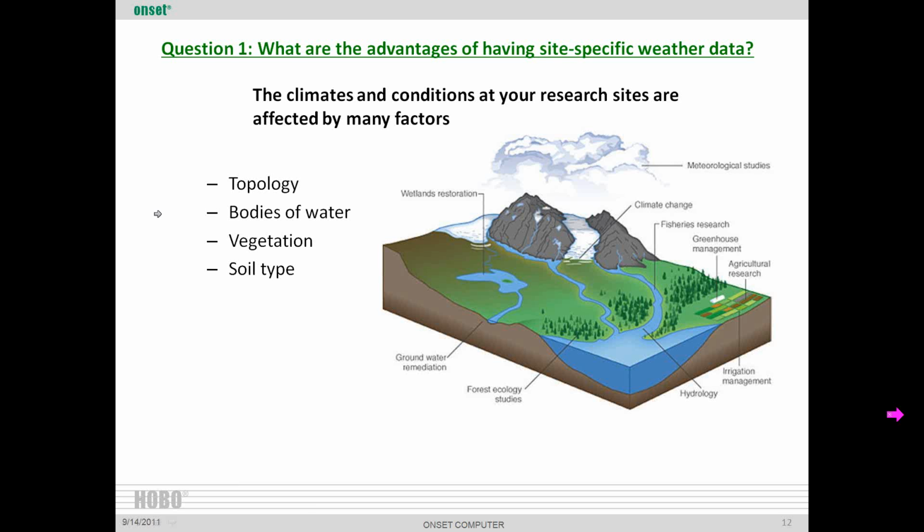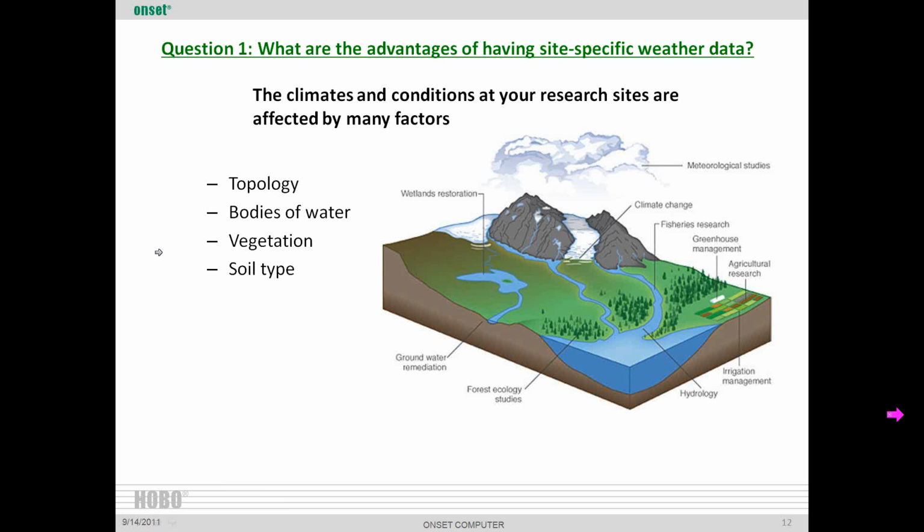Bodies of water can also have a significant impact on the climate conditions near them. For example, in the area near Buffalo where I grew up, all the vineyards were located along the banks of the Finger Lakes because the lakes moderated the temperatures just enough that the grapes wouldn't be damaged by a sudden frost.